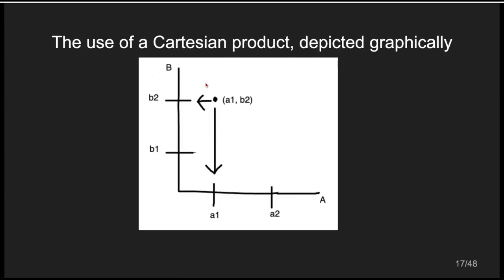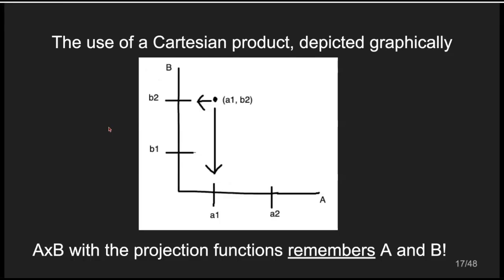If you were to try to understand this ordered pair without these projection functions, it wouldn't mean anything. It's these projection functions that take this ordered pair, this point, this dot, and actually turn it into something meaningful by relating it back to A and B. In particular, what you could say is it remembers A and B. So we've got this ordered pair. We're like, wait, what am I doing with this? Oh yeah, I've got A and I've got B.